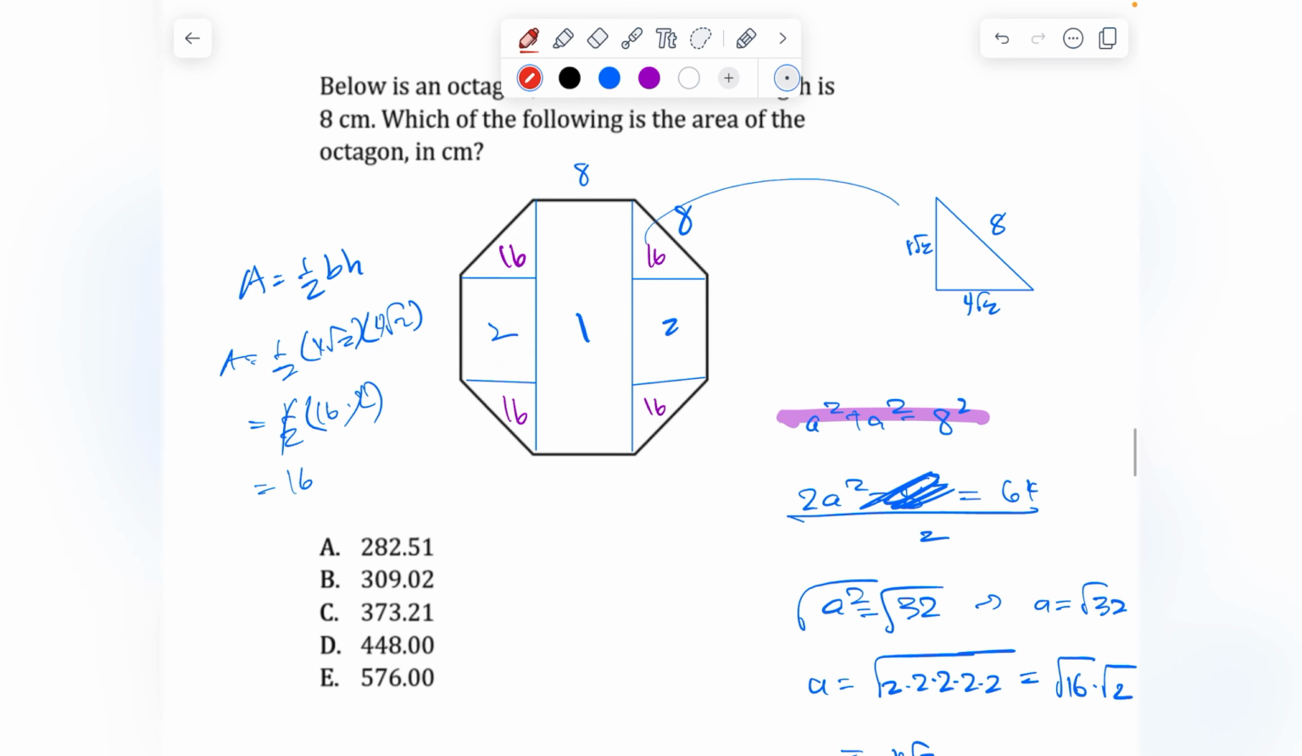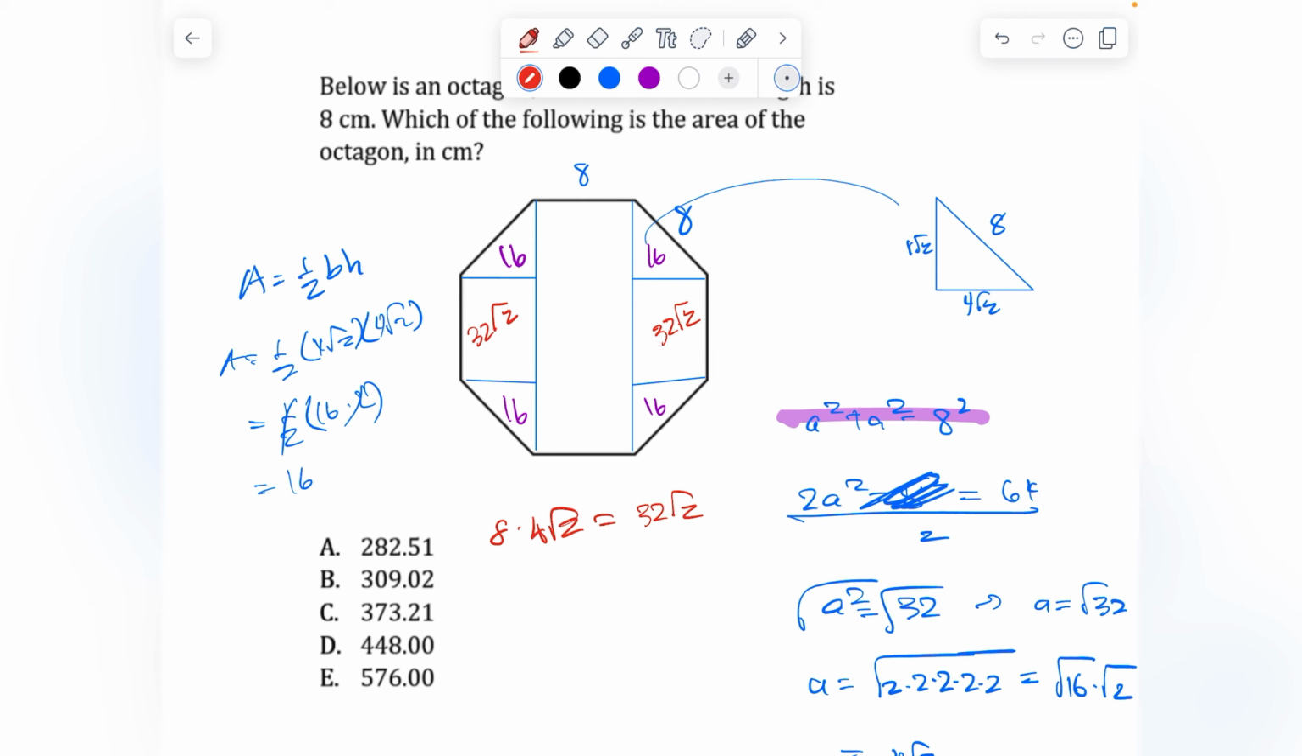Now, as for this section right here, I know what this side length is. It's 4 square root of 2, right? Because I just evaluated it for the triangle, and I know that this is equal to 8. So I can find the dimension just by doing length times width. 8 times 4 square root of 2 is equal to, what's 8 times 4? 32 square root of 2. Okay, so let's write that in for all of the 2's. So we get 32 square root of 2, 32 square root of 2. And that just leaves you with the 1.